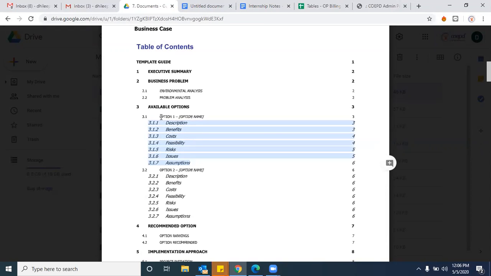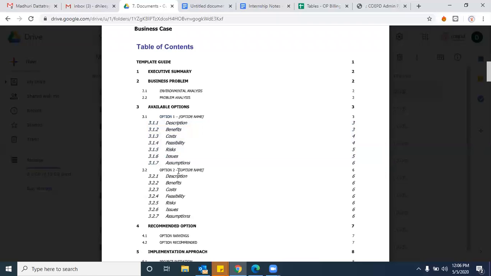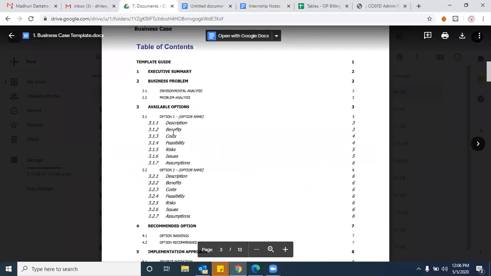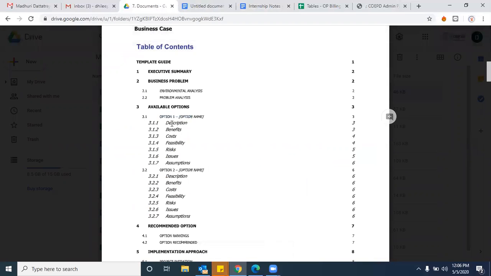And see here, we mentioned option 1 and option 2 as well. So now we need to mention this COTS as the first option, and the second option is open source. About these two things we need to describe here in this document. For option 1, COTS: what is the description of COTS, what are the benefits of COTS, what are the costs incurred to implement the available COTS products, what sort of feasibility to implement COTS, what sort of risks, what sort of issues are there.